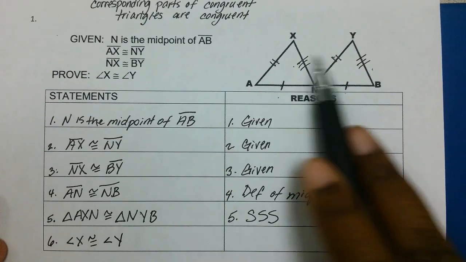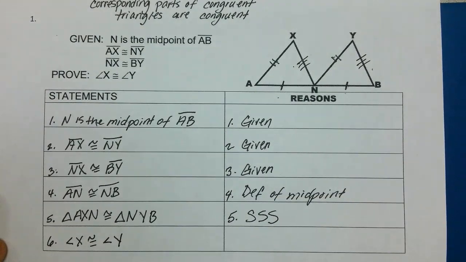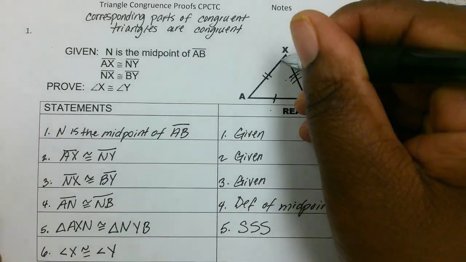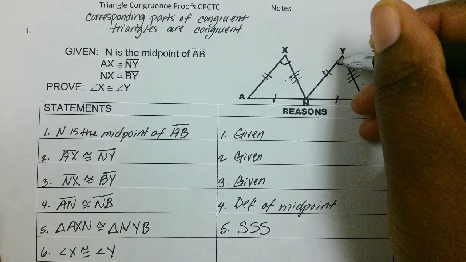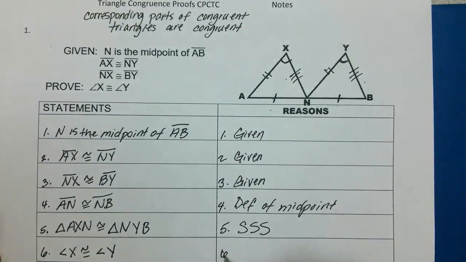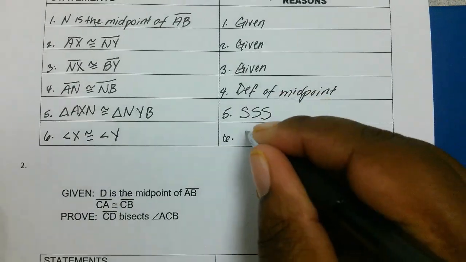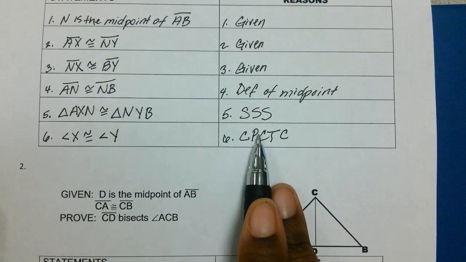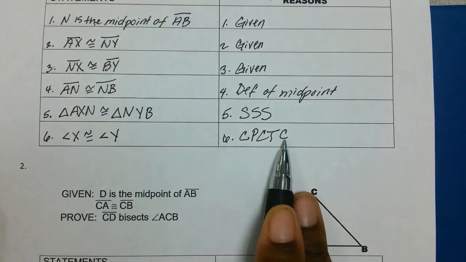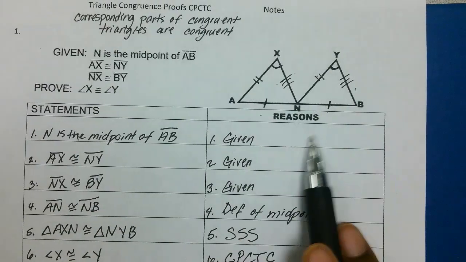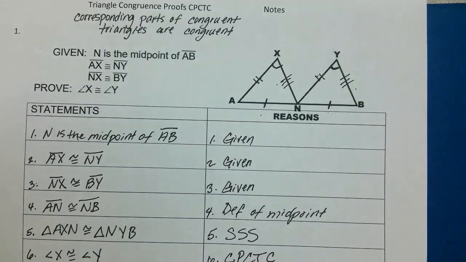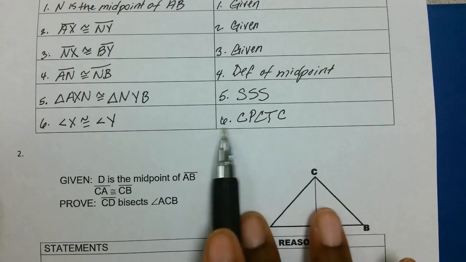Since I know that these triangles are congruent, now I can just say that any corresponding parts are congruent. So now we can say X is congruent to Y. And why can we say that? Well, that's my CPCTC: corresponding parts of congruent triangles are congruent. So since I know that these triangles are congruent, the corresponding parts have to be congruent as well. And that's what CPCTC is.